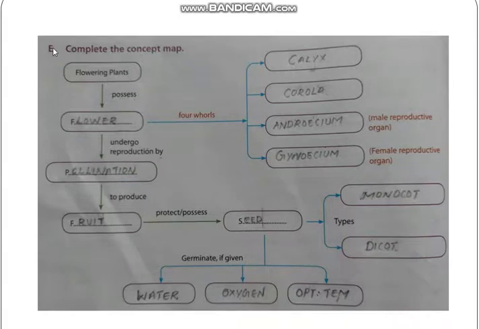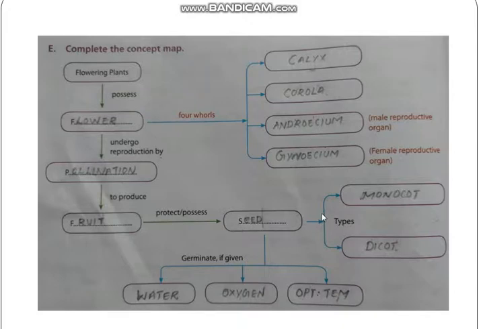And option E, complete the concept map. Here we can see one chart and fill in the blank boxes. Flowering plants possess flowers, then undergo reproduction by the process of pollination. Then after pollination they produce fruit. Then this fruit protects and possesses seeds.